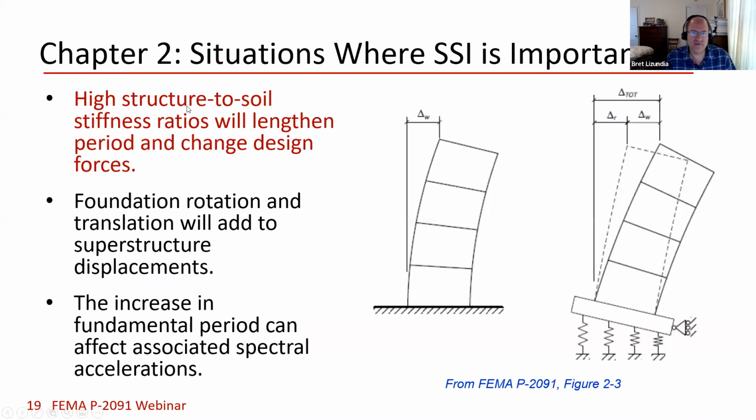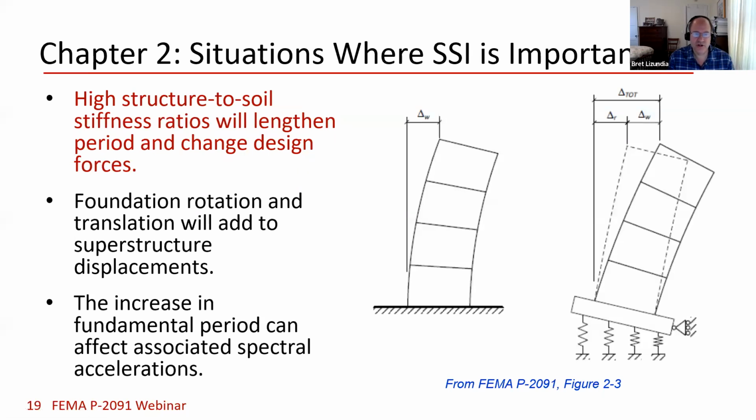We have situations where SSI is important. We talked about a couple. Here's another one. So when we have a high structure to soil stiffness ratio, okay, so let's parse what that means. High structure to soil stiffness. So that means the structure stiffness to the soil stiffness is high. So a stiff building on flexible soil, that's the shear wall. Okay, so this here is a shear wall, it's a cantilever shear wall.